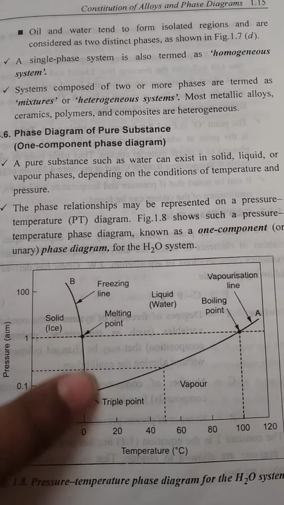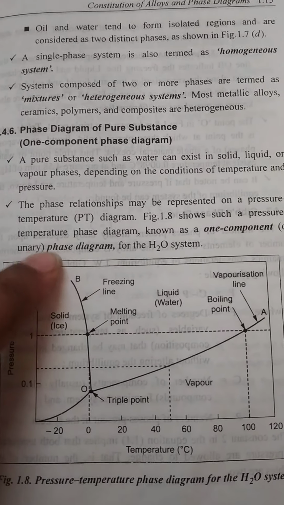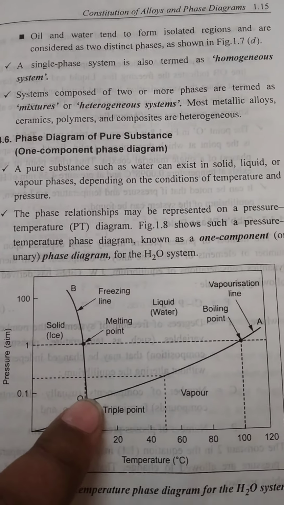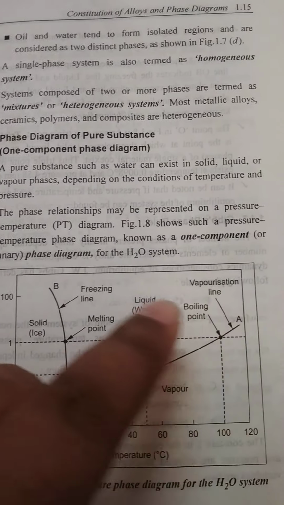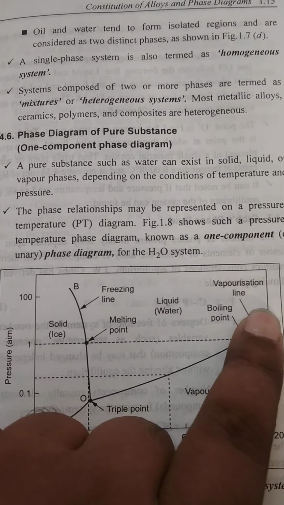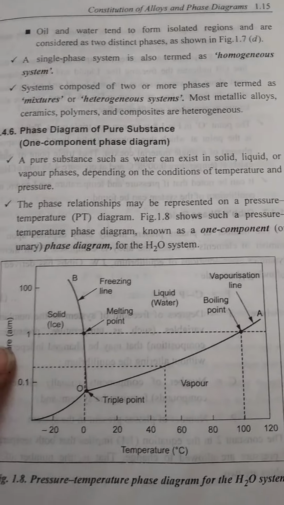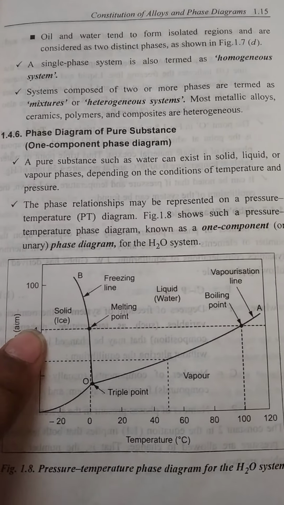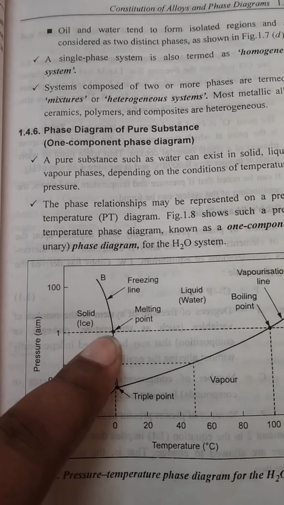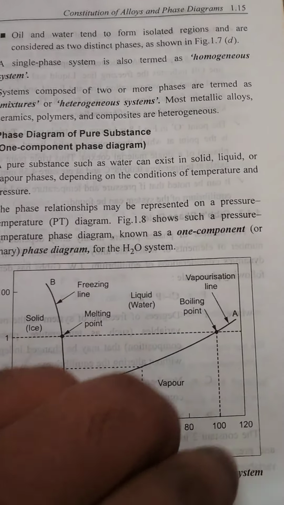This is called a two-phase line because here you have a solid phase and here you have a liquid phase. Again, this line is also called a two-phase line because on one side you have liquid and on the other side you have vapor. So using this phase diagram, at a particular pressure and temperature, we can study the condition of the water molecule. So this is about the phase diagram.